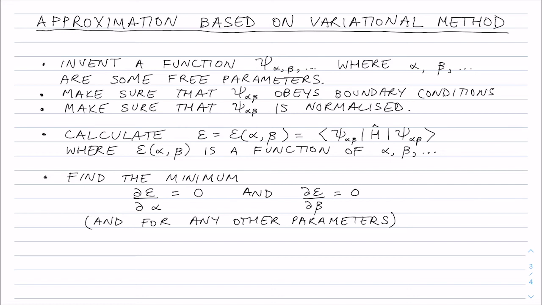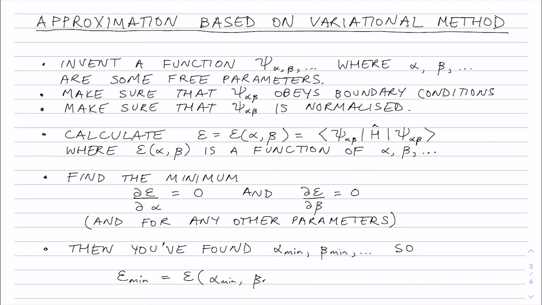At this point, you've found alpha and beta that minimize epsilon. So you found alpha min, beta min, dot dot dot. So you can now get the epsilon min, which is equal to epsilon at alpha min, beta min, dot dot dot, and this is going to be approximately equal to the ground state energy E naught. And that's it. So this gives you an approximate value for the ground state energy.